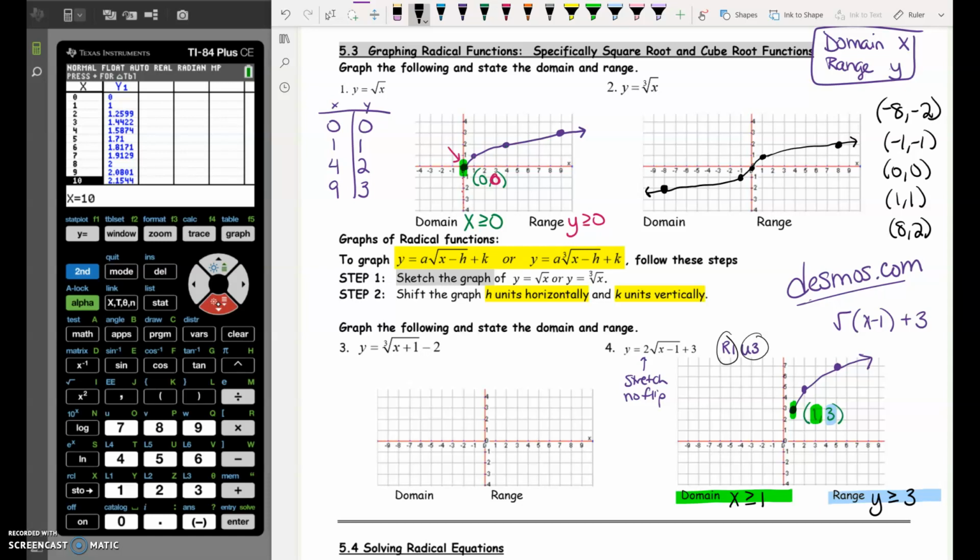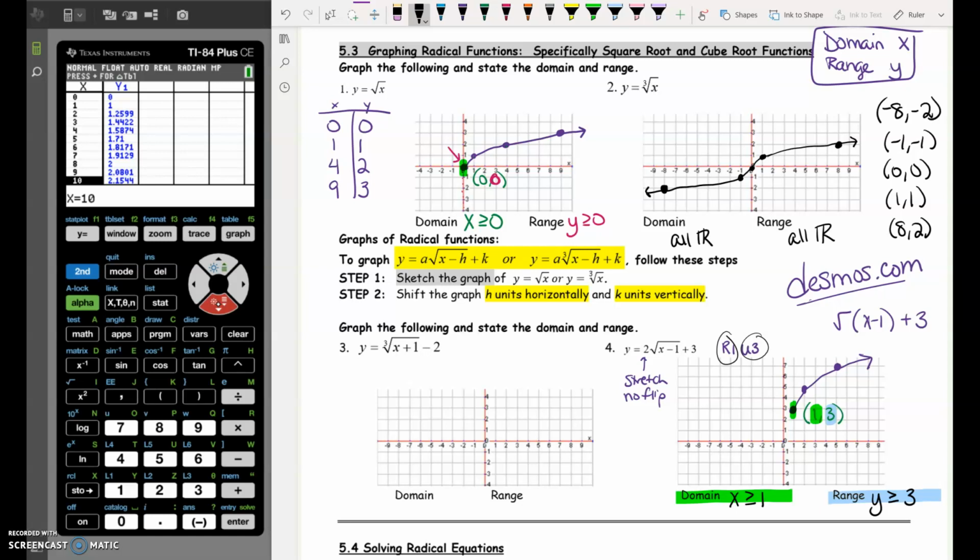Because the graph extends to the left and to the right, your domain is all real numbers. And because the graph stretches up and down on both sides, your range is all real numbers. So the nice thing about cube root functions is that you don't really have to think about the domain and the range. You can just write all real numbers, all real numbers.